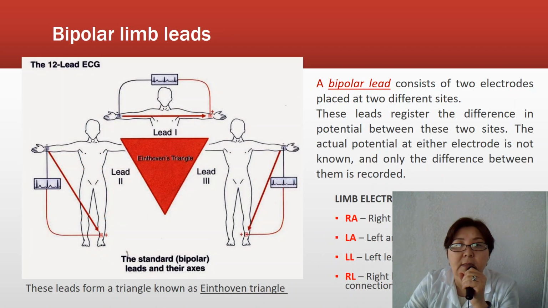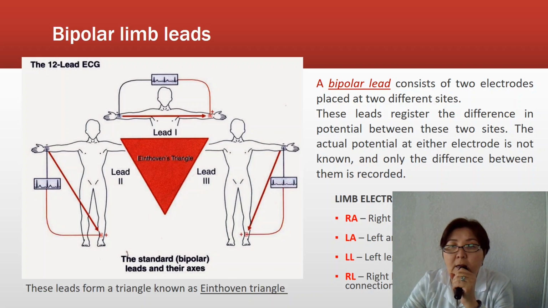Bipolar limb leads consist of 2 electrodes placed at 2 different sites. These leads register the difference in potential between these 2 sites. The actual potential at either electrode is not known, and only the difference between them is recorded.